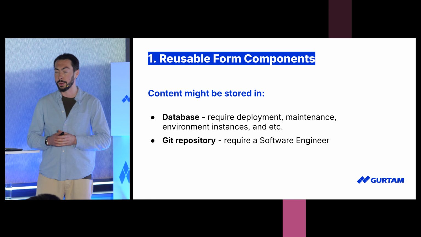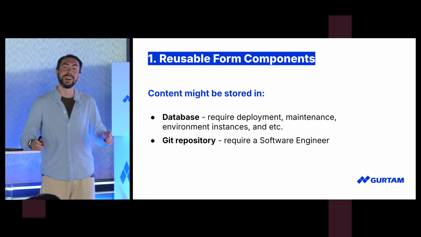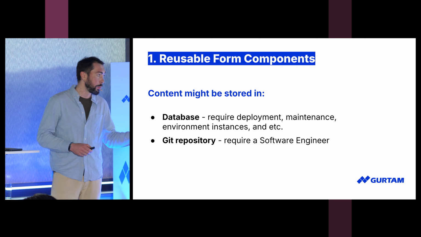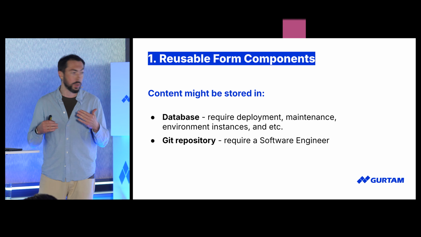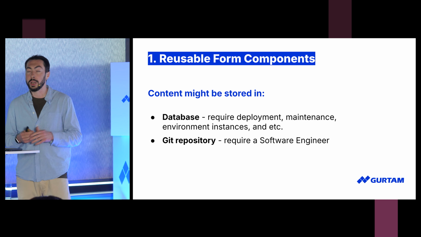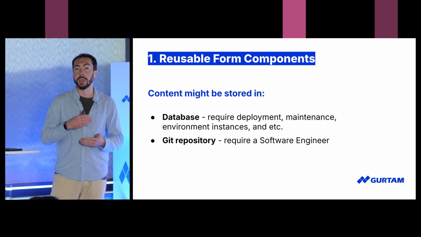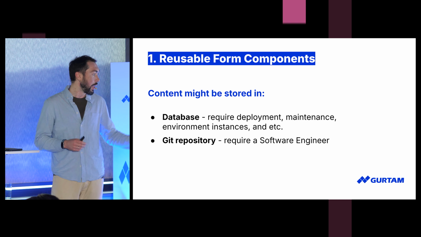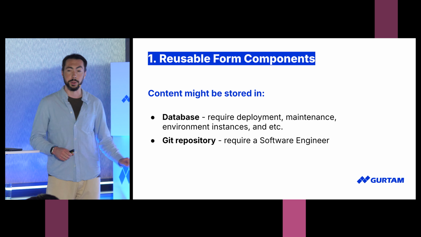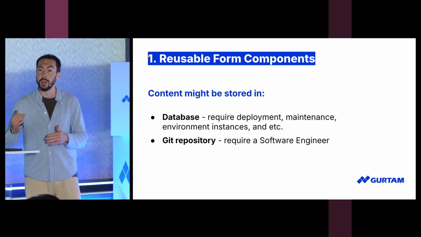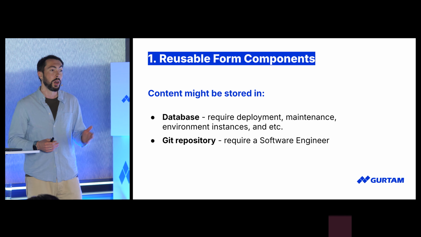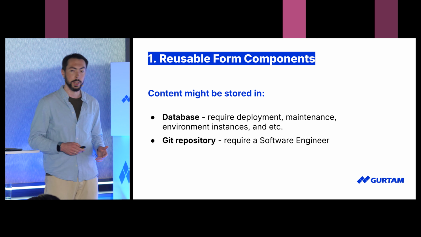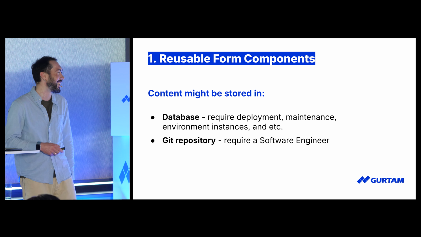Point number one, a database. Production usually does it like that, but it requires deployment, maintenance, environments, instances, etc. In our case, it requires communicating with different cross-functional departments, which takes time and so on. The second point is a Git repository. I can store it in another Git repository with its own commit history and version control, and it requires only a software engineer. Thankfully, I'm a software engineer.